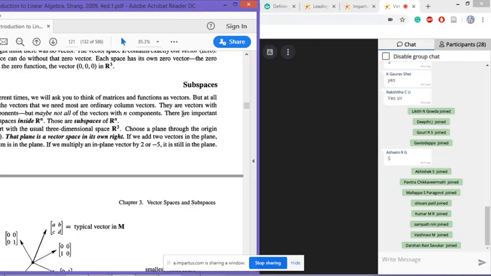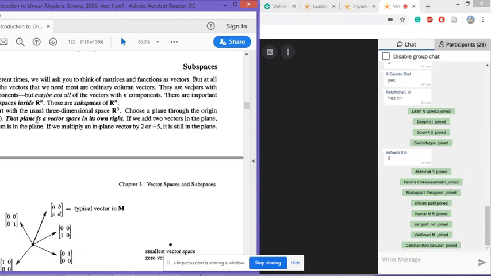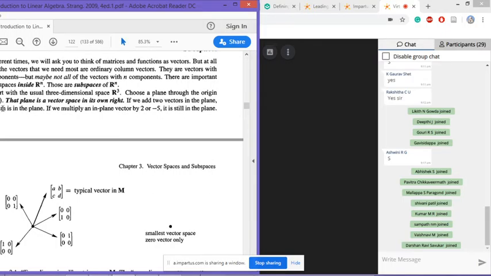So what does a subspace mean? There are important vector spaces inside R power n, and those are subspaces of R power n. Here they have taken an example of 3-dimensional space with the origin. The origin is 0, 0, 0, so it starts from this origin. That plane is a vector space in its own right, because it has 3 components.